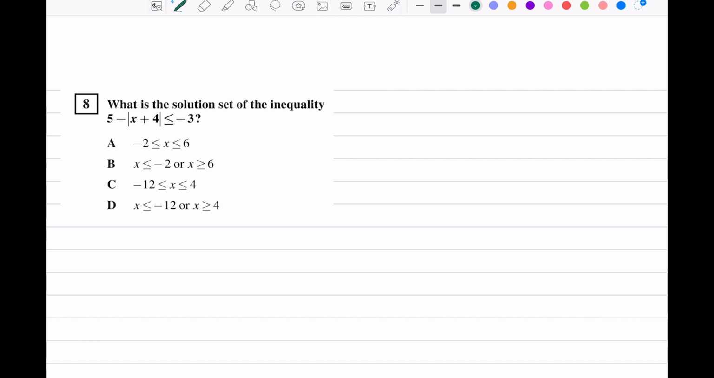What is the solution set of the inequality 5 minus the absolute value of x plus 4 is less than or equal to negative 3? So let's rewrite this inequality in a way that makes more sense. So we have 5 minus the absolute value of x plus 4 is less than or equal to negative 3. We want to get the absolute value on one side, so we'll start off by subtracting 5. That leaves us with negative the absolute value of x plus 4 is less than or equal to negative 8.